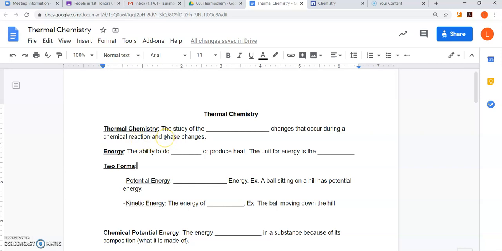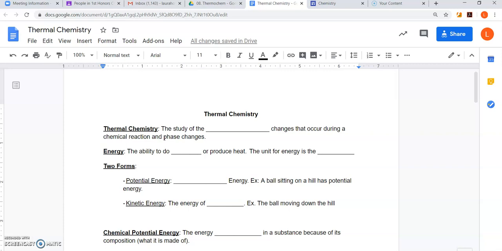Phase changes is when we're going from a solid to a liquid, or a gas to a liquid, or vapor to a liquid. Gas and vapor can kind of be used interchangeably. If it's a gas, then it's a gas at room temperature. If it's a vapor, that means it's not a gas at room temperature, and so you had to do something to it to make it a gas. You had to heat it up.